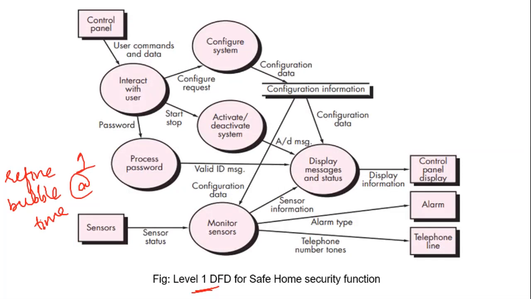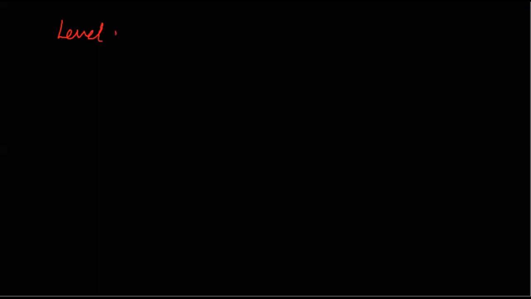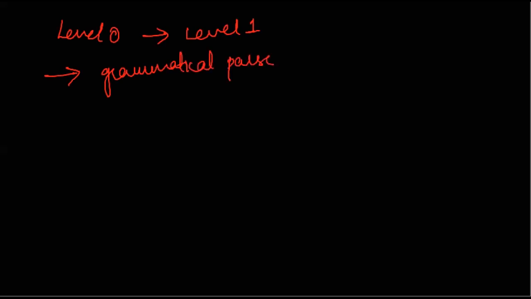Now within this, when you want to transfer it into a level 1 DFD, what do you need to do? When you're transforming from level 0 to level 1 DFD, you're going to apply a grammatical parse. This grammatical parse is going to be applied on the narrative.